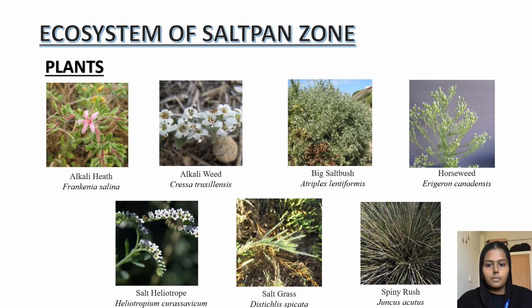Coming to the ecosystem of the salt pan zone, we have a wide variety of organisms that can live in this salt pan zone, starting from plants, animals, and various other microorganisms. So coming to plants, most of these plants are termed as halophytes, which means salt tolerant plants. I have listed out some classical examples of plants which survive in salt pan zones throughout the world: alkali heath, alkali weed, big salt bush, horseweed, and salt heliotrope, then salt grass and piney rush.